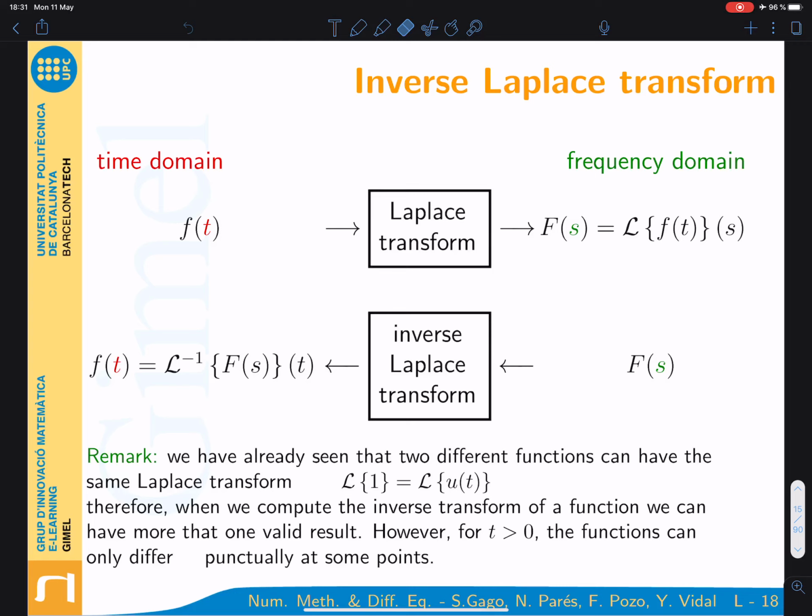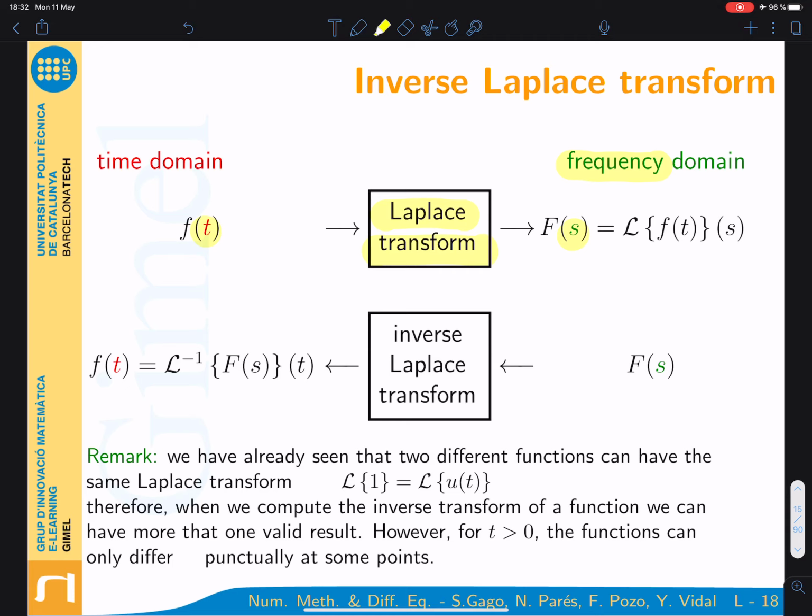Welcome to this video lecture where the inverse Laplace transform is defined and some important properties of the Laplace transform are also introduced. So let's start with the Laplace transform. As we saw in the previous video lecture, the Laplace transform is a transform that uses as an input a function in the time domain and gives us an output that is a function in a different domain that normally is called the frequency or the Laplace domain.